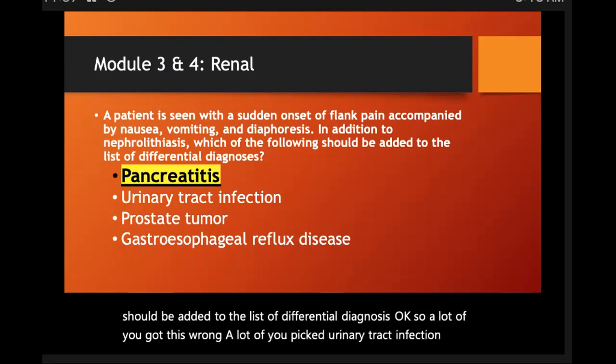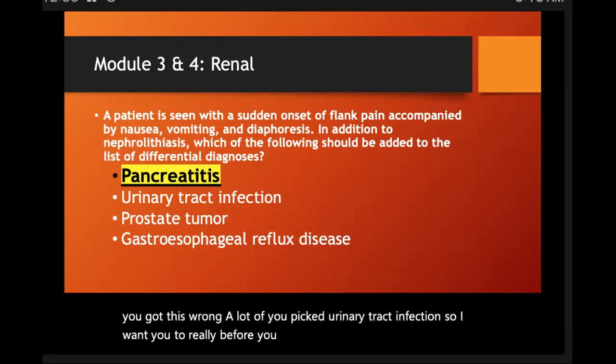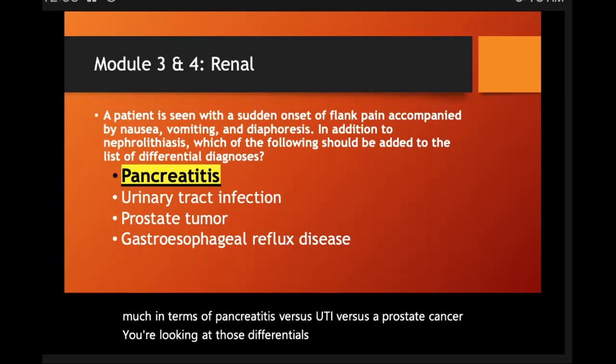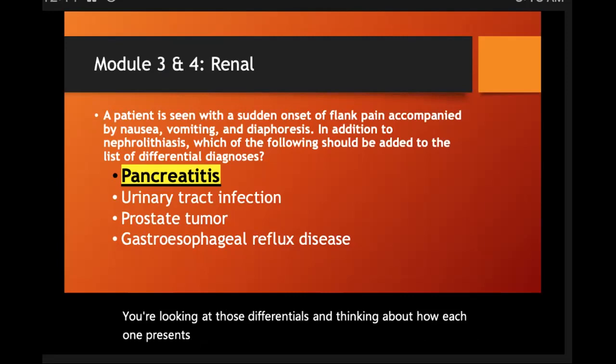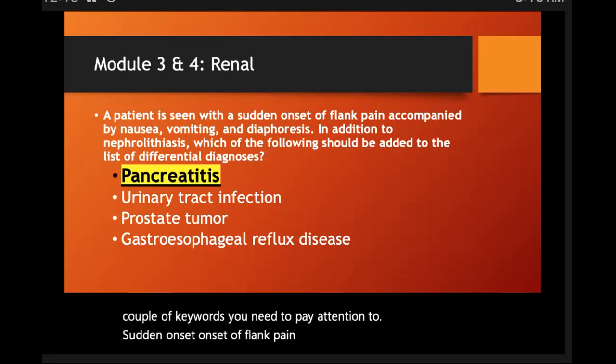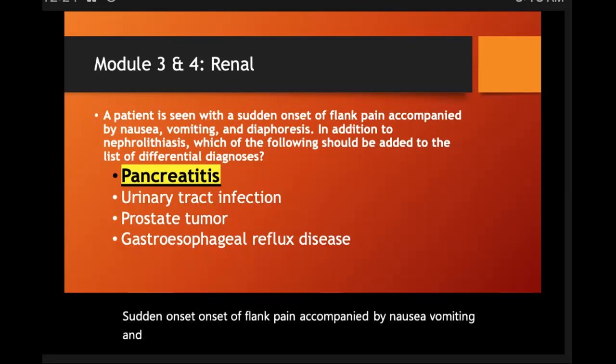So I want you to really, before you even think about this information too much in terms of pancreatitis versus a UTI versus a prostate cancer, you're looking at those differentials and thinking about how each one presents, right? When we're looking at this question, there's a couple of keywords you need to pay attention to. Sudden onset of flank pain accompanied by nausea, vomiting, and diaphoresis. Okay, guys, so nausea, vomiting, and diaphoresis, that's severe. When you're thinking of those symptoms, especially sudden onset flank pain, that's not usually what we're seeing in a UTI. That's much more severe than a UTI.